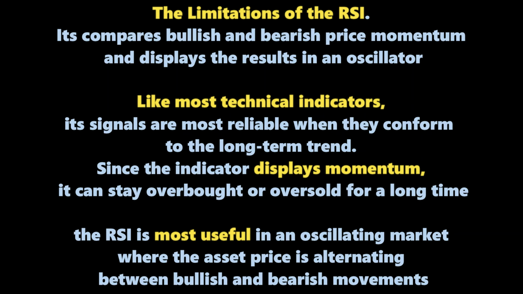The limitations of the RSI. It compares bullish and bearish price momentum and displays the results in an oscillator that can be placed beneath a price chart. Like most technical indicators, its signals are most reliable when they conform to the long-term trend. Since the indicator displays momentum, it can stay overbought or oversold for a long time when an asset has significant momentum in either direction. Therefore, the RSI is most useful in an oscillating market where the asset price is alternating between bullish and bearish movements.